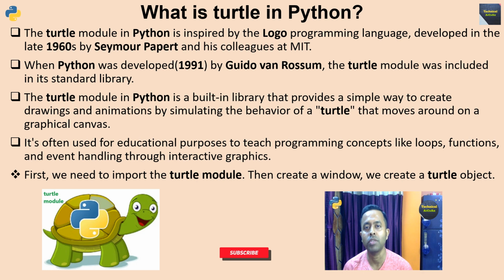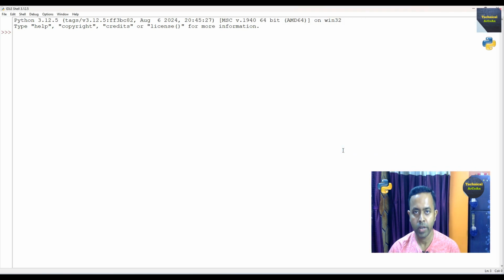First, we need to import the turtle module, then create a window, then create a turtle object using the Turtle class, where T is capital. So go to the computer screen. Through the Python IDE, I will write the code for creating visual graphics. So let's dive in. So friends, I am already within the Python IDE.